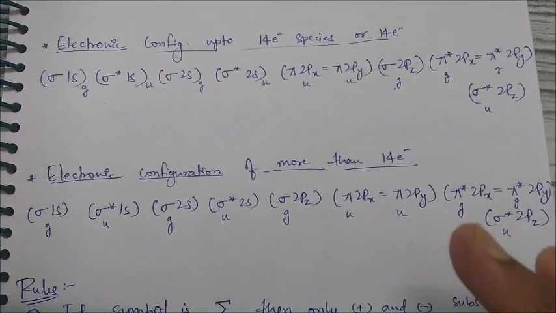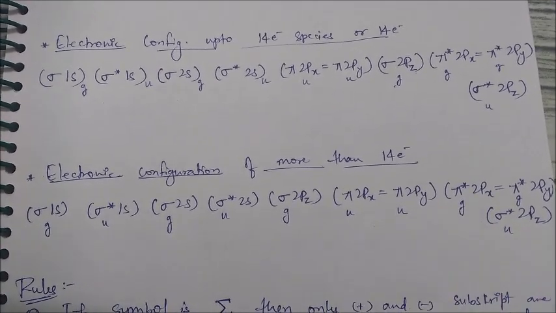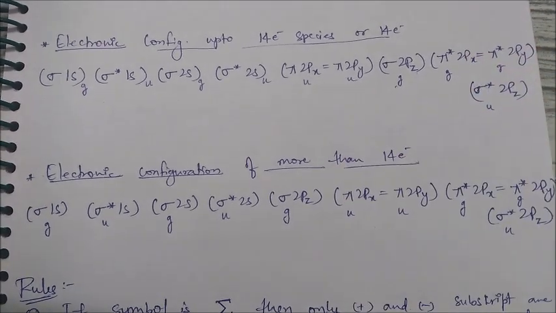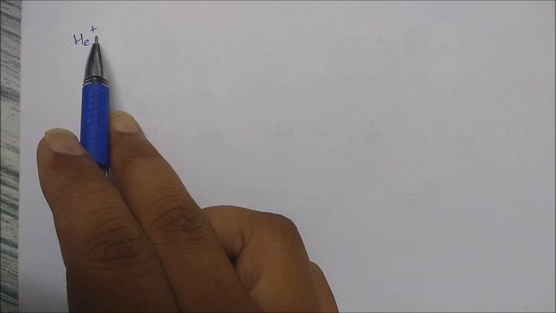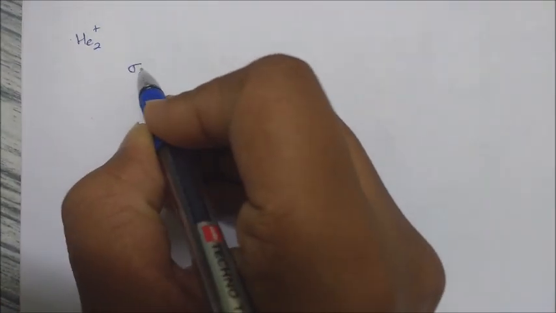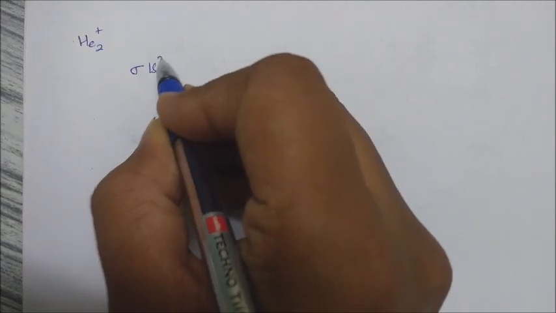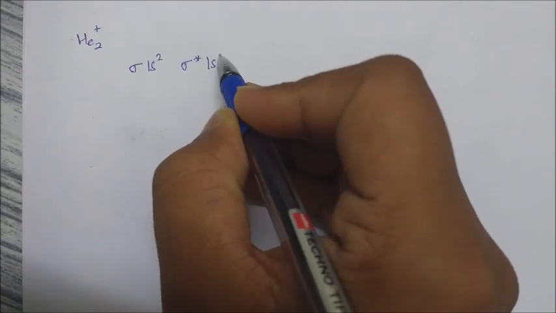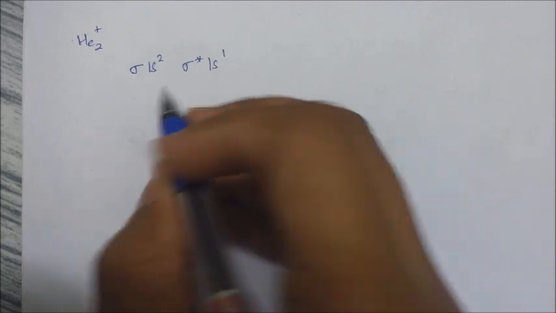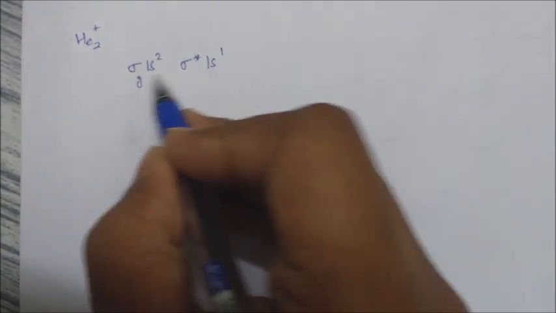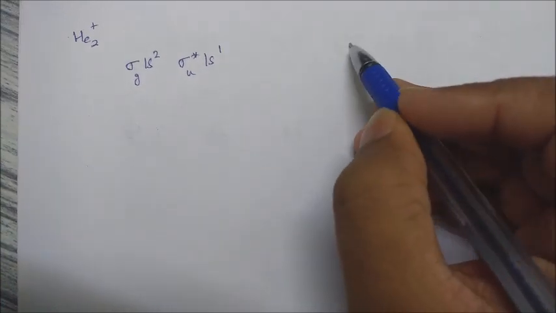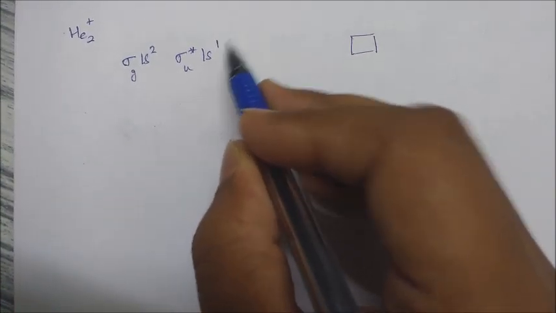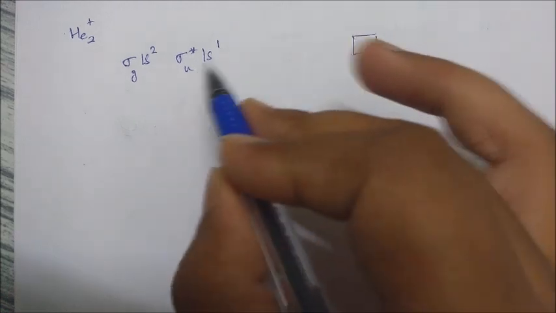Okay, so let's come to the question and how to solve it. We will take one example and solve it. We are taking the helium 2 plus molecule. For this molecule the electronic configuration will be sigma 1s 2 and sigma star 1s 1. This will be gerade and this will be ungerade. As you know, for an s orbital the last electron lies in the s orbital, so you have to do everything with that only.